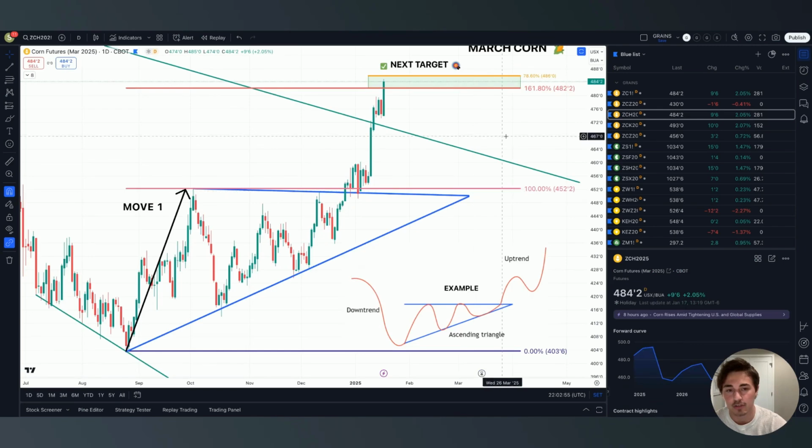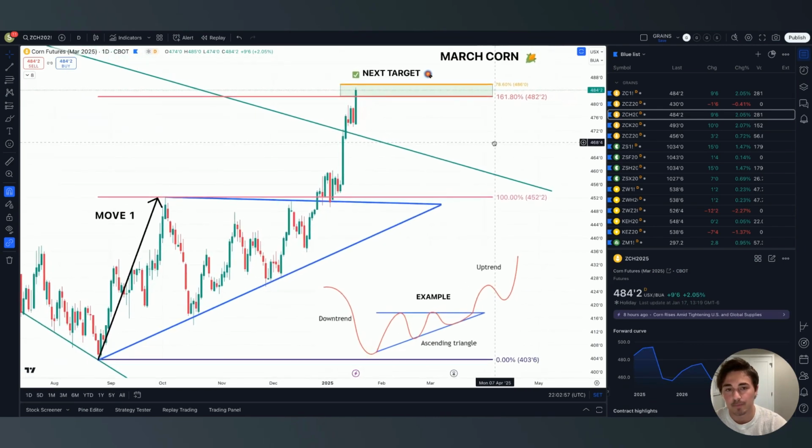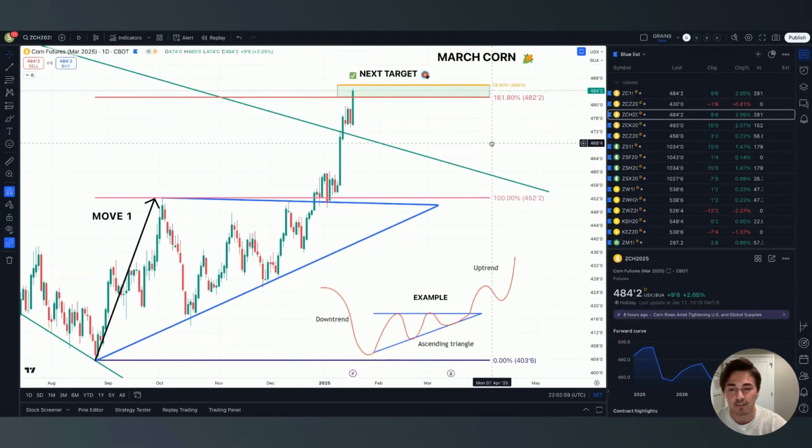But looking at the charts, first we have March corn. Now we did hit my 485 target that I've been talking about for quite some time now. Now a target, when we hit it, doesn't mean that I think we're going lower. It's just simply a spot where I'm looking to take risk off the table. And targets are just a good way that you can spread out your risk, just not putting all your eggs in one basket.